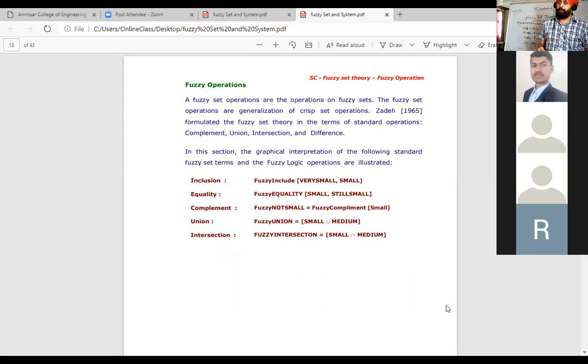Very important topic now, fuzzy operations. What are the different fuzzy operations? Let us go with this. These are the fuzzy operations, like inclusion is there. First is equality is there, complement is there, union is there, and intersection is there. I will show you with the example. So this I will not go through the slide. This I will show you with the example.